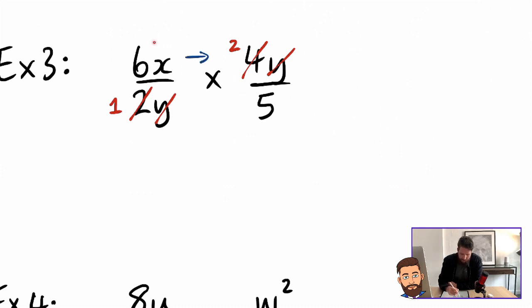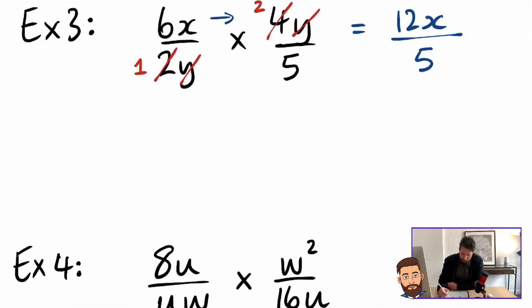Which now just makes my multiplying quicker. I've got 6x times 2. Well, that would be 12x over 1, because I cancelled these two things and left it with 1, times 5 is 5. So my answer to that is 12x over 5.